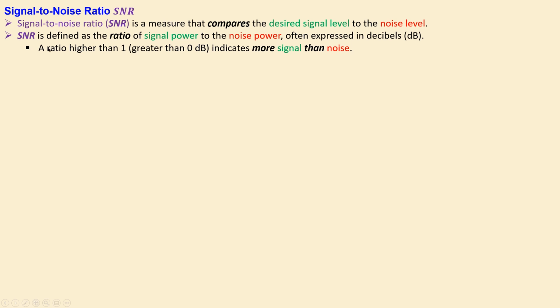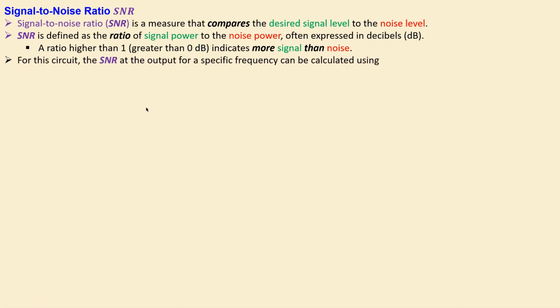Now in dBs, if you have a value which is larger than 1, that means actually larger than 0 dBs, and if it is between 0 and 1, that means you have a lower signal than noise, that means you have a negative value in dBs.